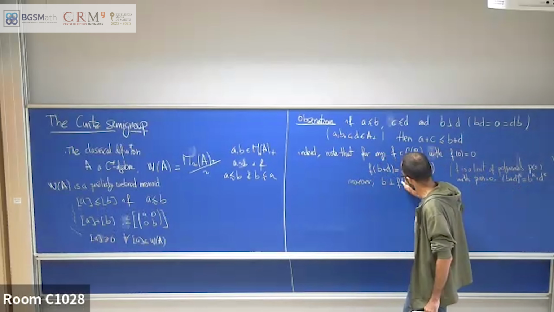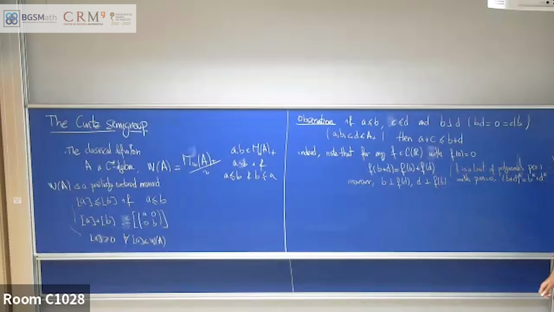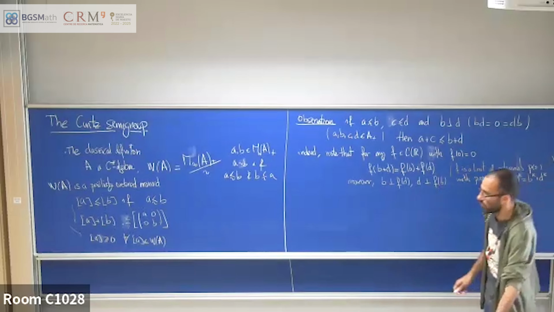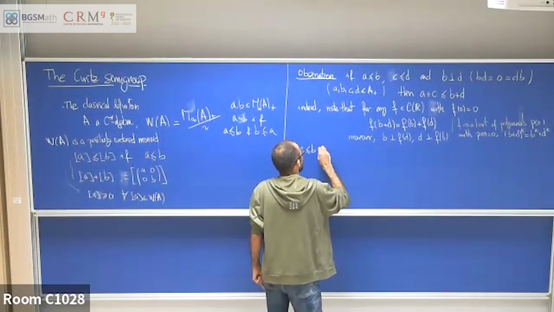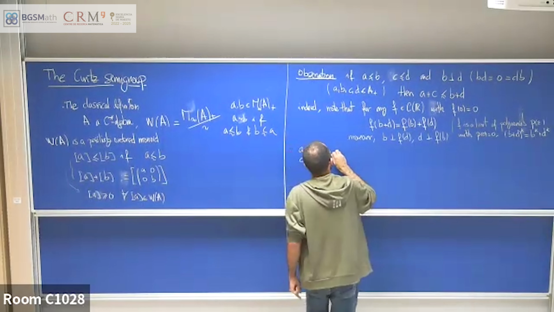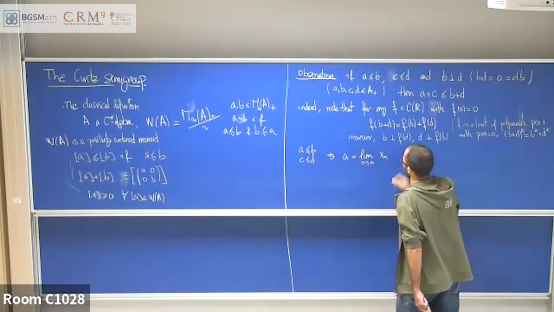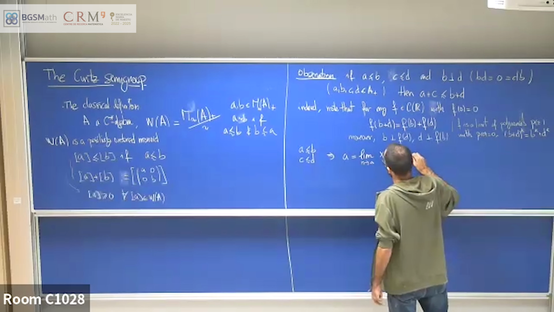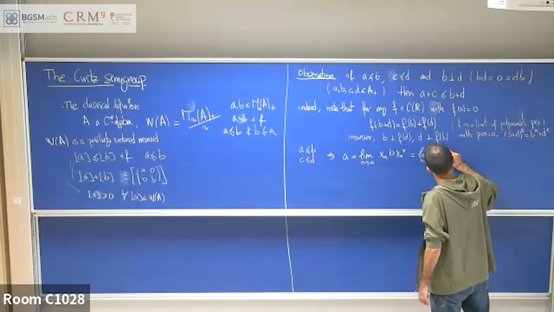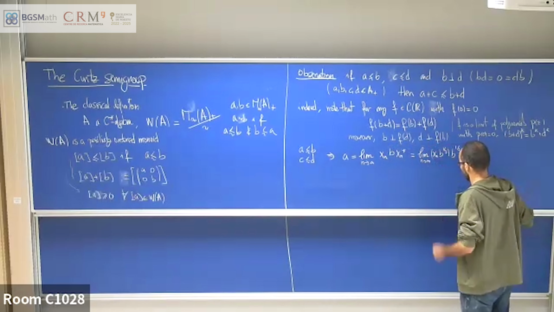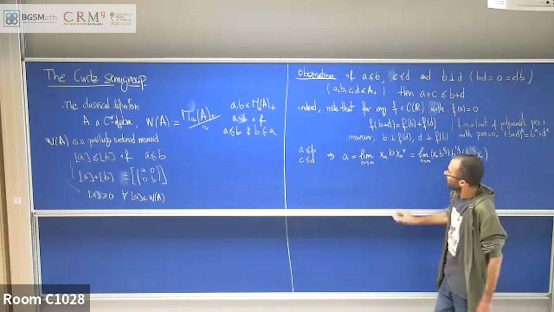So everything is orthogonal. The idea is that you can do the things kind of diagonally. So if A is equivalent to B, and C to D, let me say that A is the limit of x_n y_n x_n star, and the same goes for C.